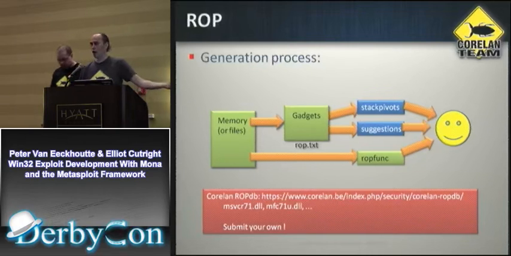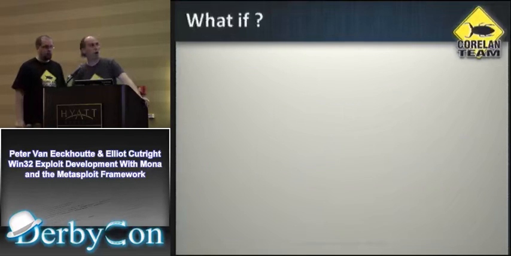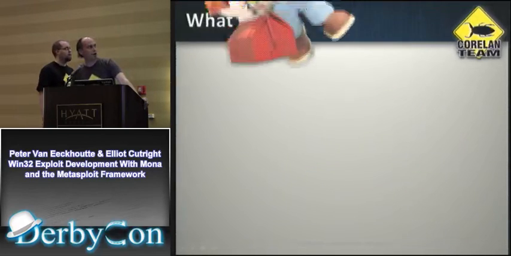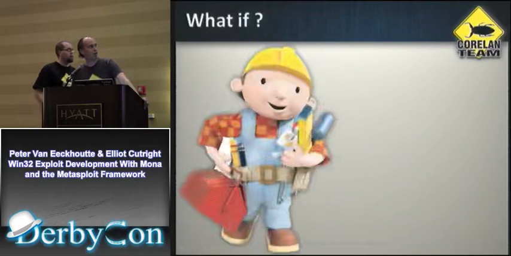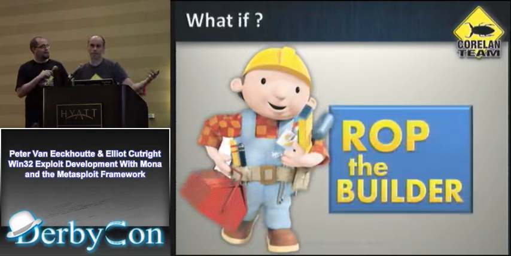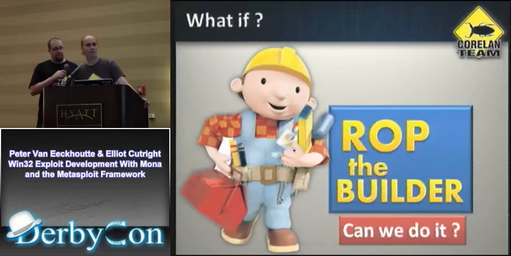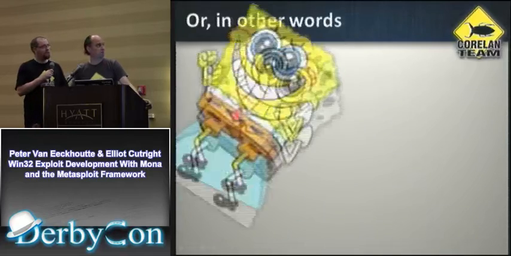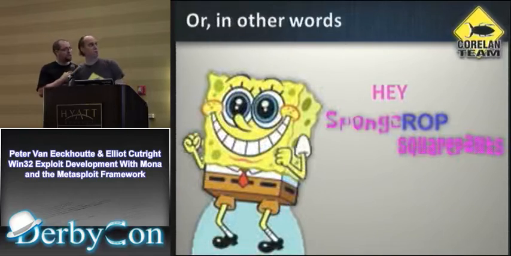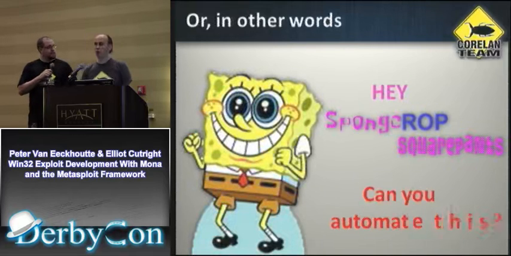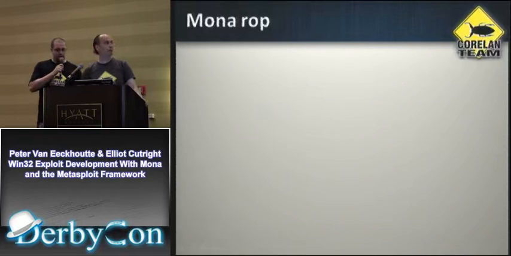So if Mona can do all of that, we were kind of thinking, well, what if we could do something like Rob the Builder, or in other words, SpongeBob SquarePants. Can we automate it? The answer is yes. Yes, we can.